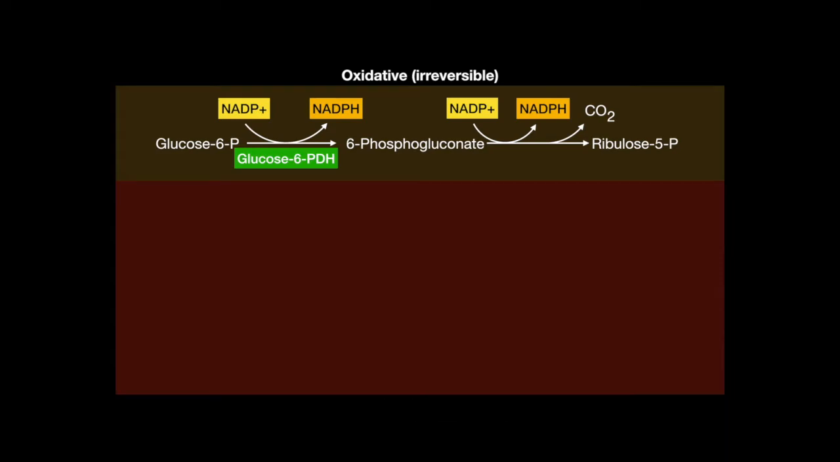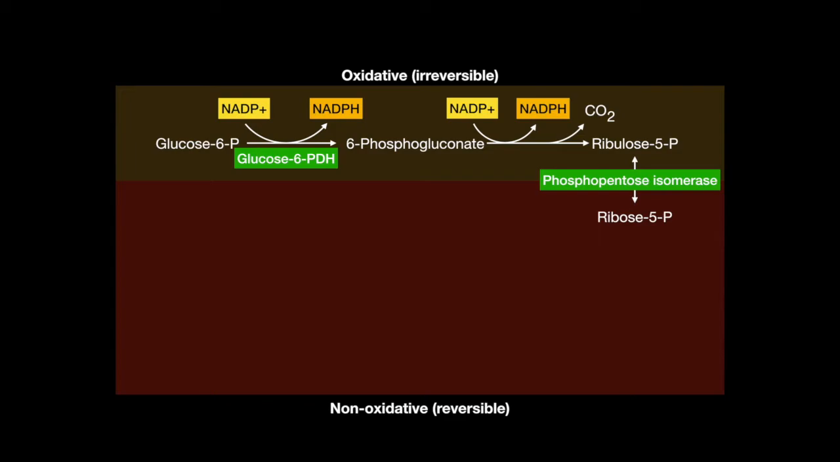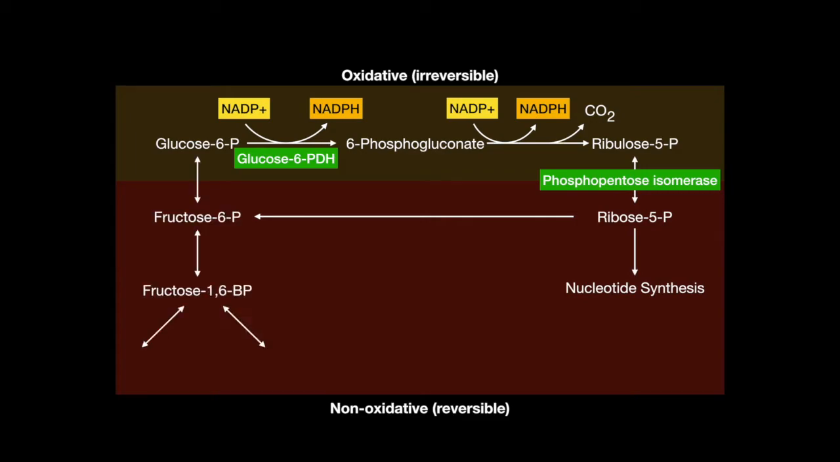The second part is the reversible non-oxidative part. Ribulose 5-phosphate is isomerized by phosphopentose isomerase into ribose 5-phosphate. Ribose 5-phosphate is what's used to build nucleotides. If nucleotide synthesis is not needed but energy is, then it can be converted into either fructose 6-phosphate or glyceraldehyde 3-phosphate by transketolase requiring B1 to enter into glycolysis.